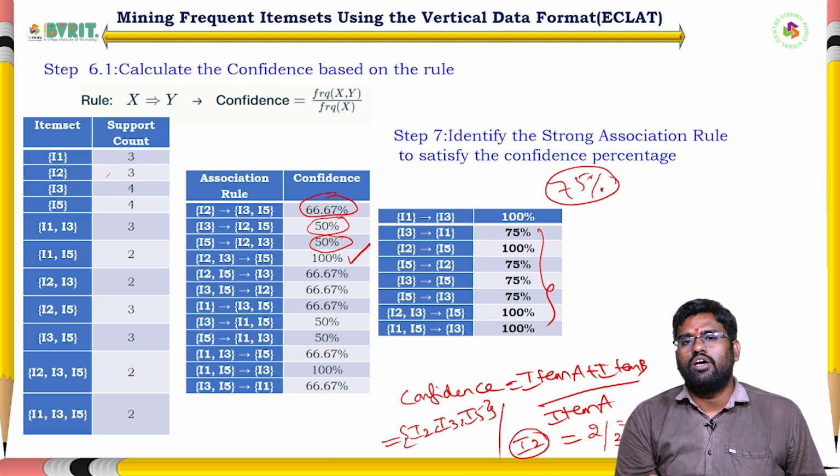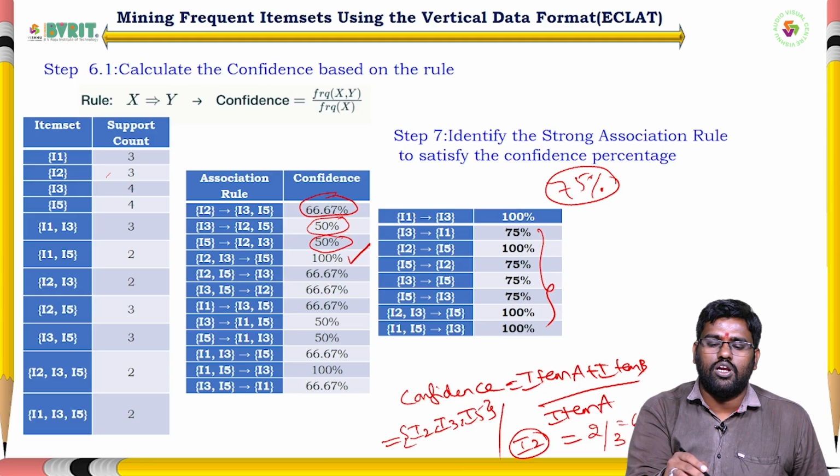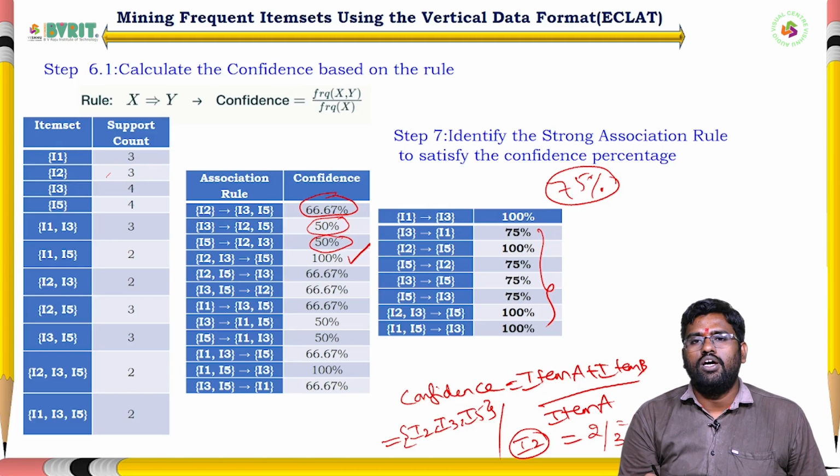That is about the ECLAT algorithm. These all are the strong associations, all others are weak associations. This is about the ECLAT algorithm. This is a top-down approach. That is about the ECLAT algorithm. This is a type of frequent item set mining method.